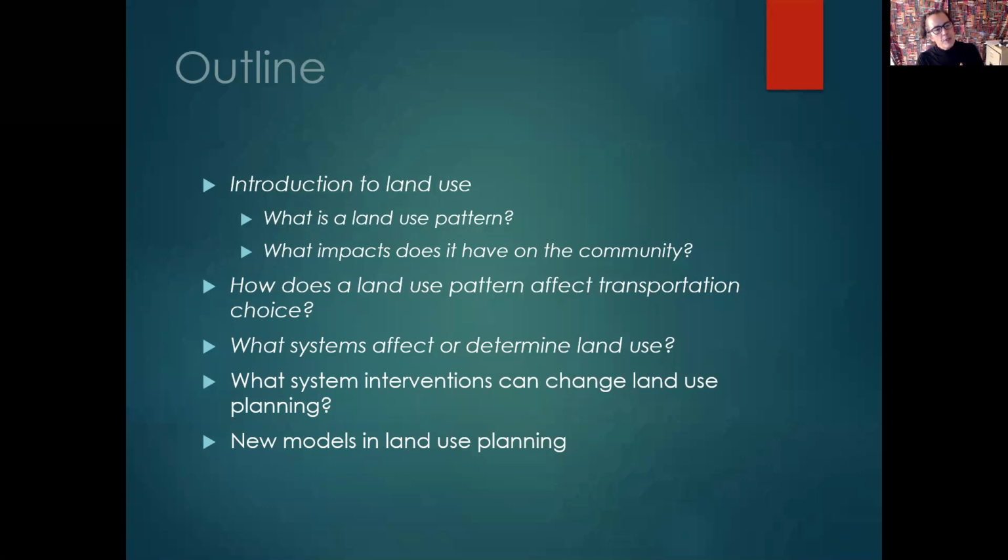So I just want to do the balance of the introductory lecture that I had put together for today's class. I started with the outline, and I feel like we got through about half. I have no idea why I thought I could get through this all in one class session. So I've italicized this part of what the outline was. We were at what systems affect or determine land use, and we were having a conversation about that.